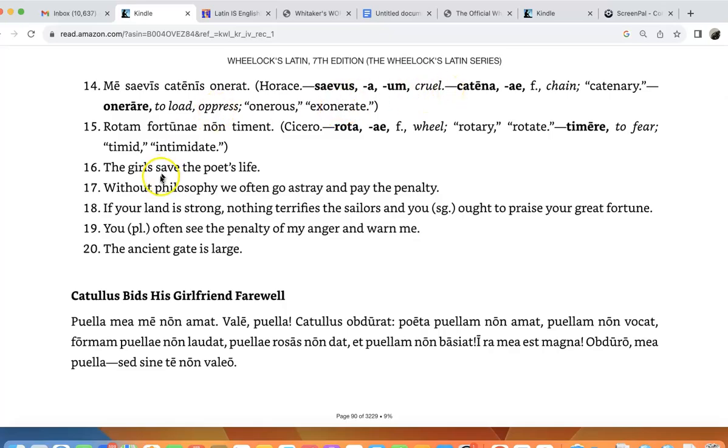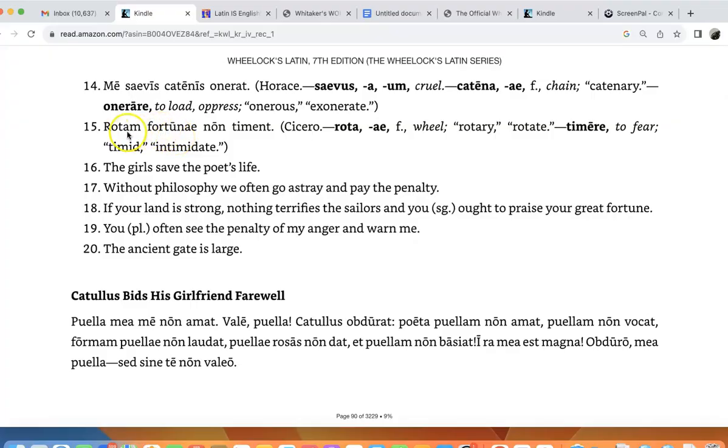And the last one, again, as a rule, we'll probably not do these. If we were in the classroom, we would do these, but we're not going to do these in this format. So these will not be on the test. Ei rotam fortunae non timent. Timent means to fear. Remember, ei means they, so they do not fear the wheel of fortune.